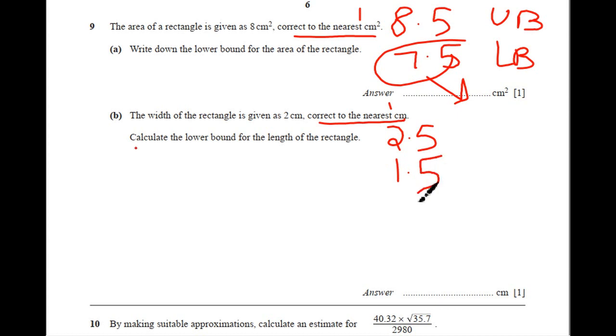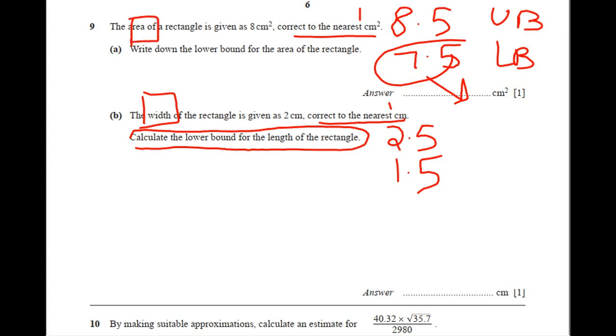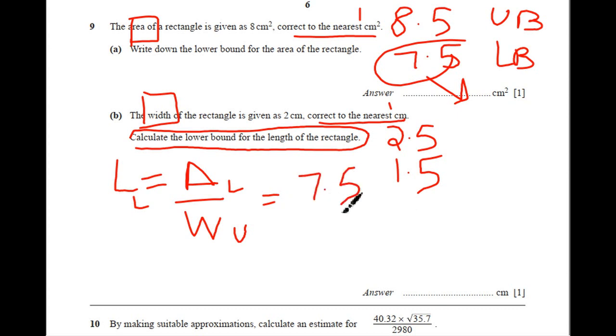Now, the actual question is calculate the lower bound of the length of the rectangle. They gave us the values for width, they gave us the values for area. Now, to find length, we'll have to do area over width. Now, we have to find the lower value, the smaller value. So, to get a smaller answer for this fraction, this needs to be the lower value and this needs to be the upper value. So, area lower was 7.5 and width upper was 2.5, and this will give us 3.